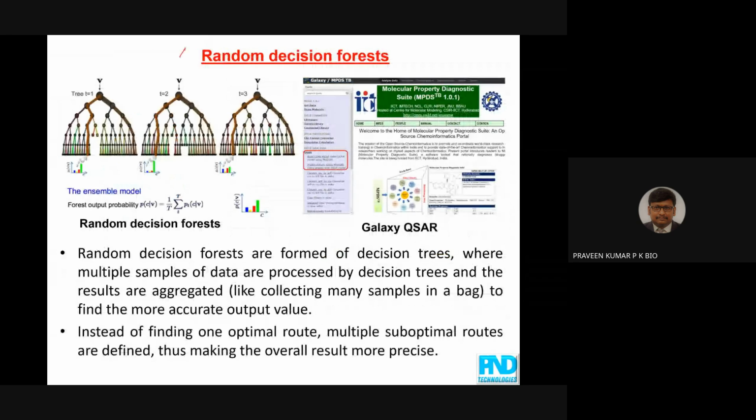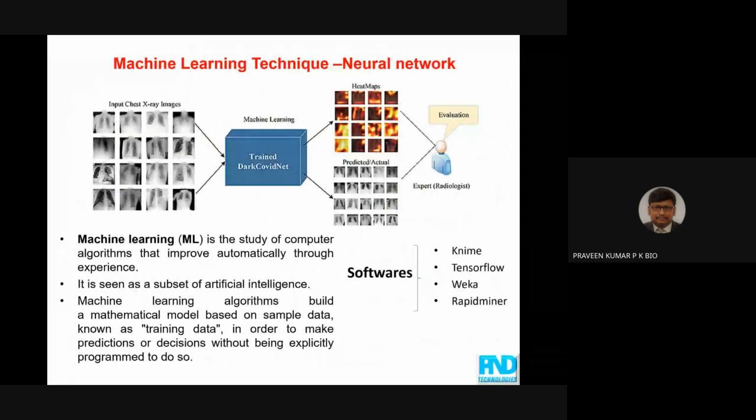The fourth is the random decision forest. In random decision forest, we can take an example like Galaxy QSAR. The random decision forest is formed of decision trees where multiple samples of data are processed by decision trees and the results are segregated. Generally in QSAR, I've given an example of an online QSAR called Galaxy QSAR. We use these random decision trees for classifying the data in the training data set, so that we can get the values for the test data set.